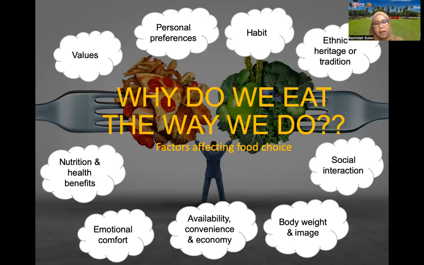Okay, and then availability, convenience, and economy. This is also very important. When we talk about food security, it is how much food we actually need and how much we can actually buy. This is the purchasing power. And is it convenient? If the food is something we like but is so far away that we have to drive to get it, then we will not buy it, because we think about time and convenience. And with food delivery, it is so convenient that it may affect our food choice.